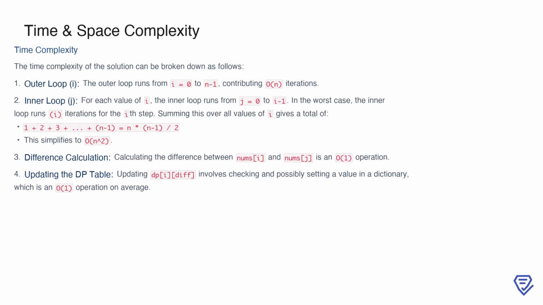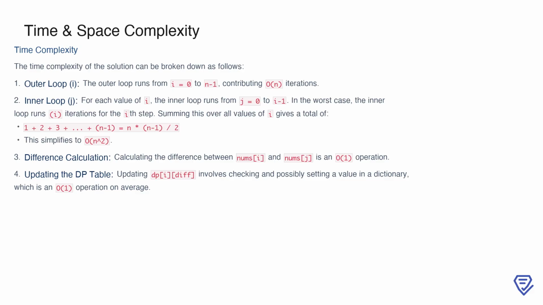To analyze the time complexity of our solution, we can break it down into a few components. First, the outer loop runs from i equals 0 to n-1, meaning it contributes n iterations. For each iteration of this outer loop, there's an inner loop that iterates from j equals 0 to i-1. This inner loop runs up to i times in the worst case for each value of i. When we sum up the iterations across all values of i, we get 1 plus 2 plus 3 plus up to n-1, which simplifies to n*(n-1)/2. This evaluates to O(n squared).